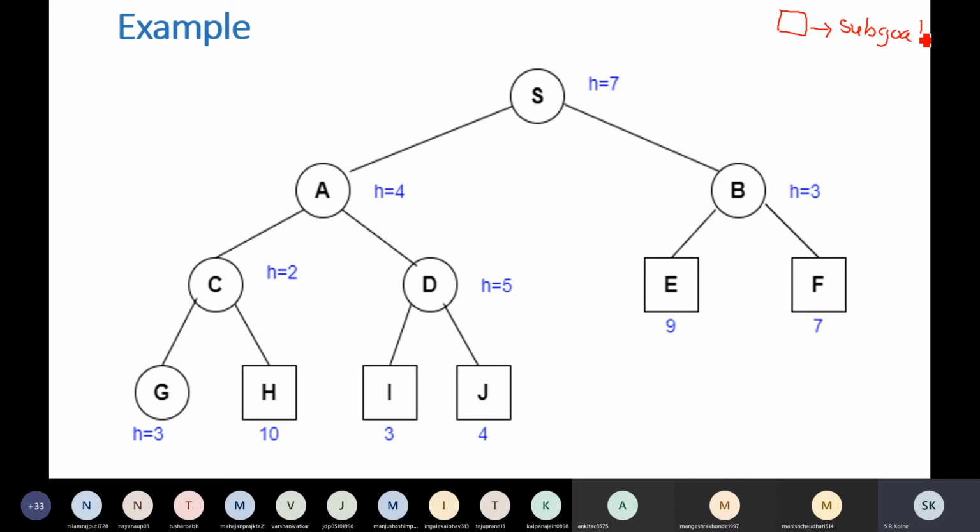So, how will execution take place? H costs are given. Initially, S node has H cost 7. What does this mean? The cost to reach the goal from node S is 7 initially, but that cost will change afterwards. So let us trace the execution of AO star on this. So start with S.